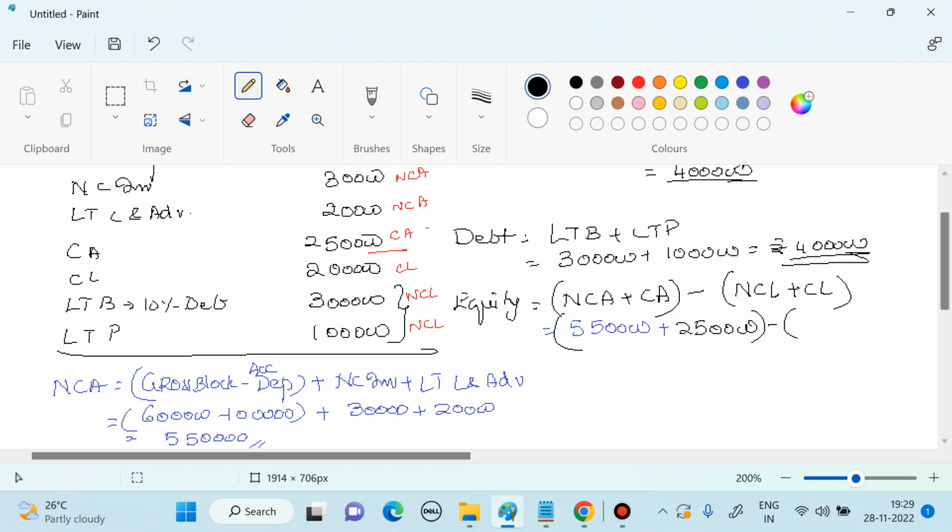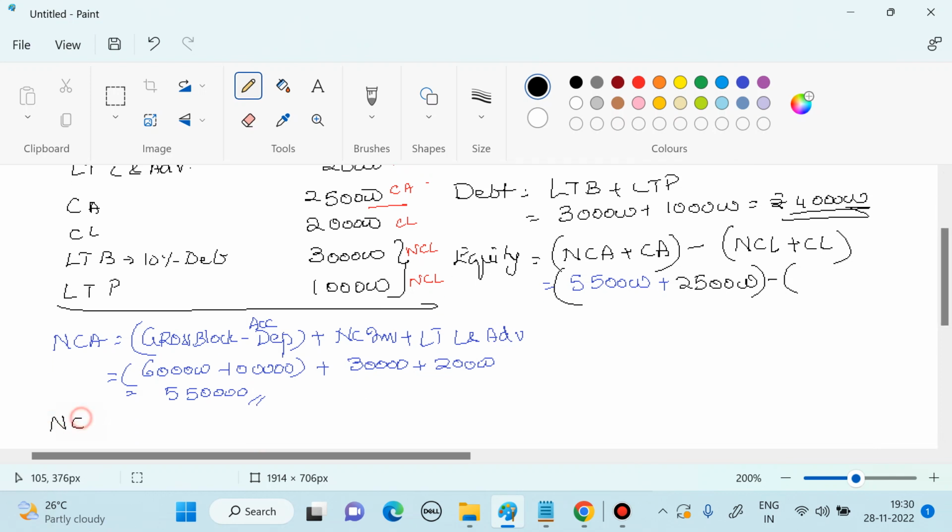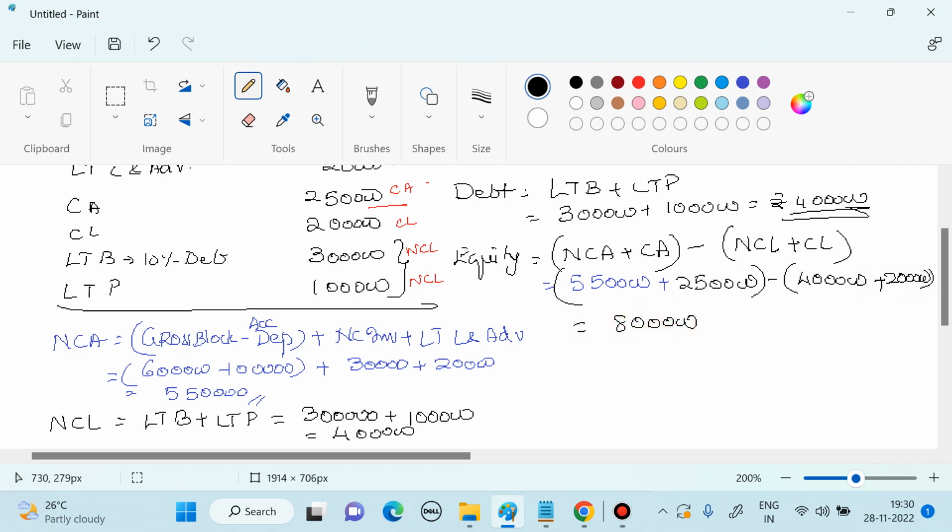So we'll calculate non-current liability. Non-current liability is equal to long-term borrowing plus long-term provision, which is 3 lakhs plus 1 lakh. That is 4 lakhs. So 4 lakh is a non-current liability. Current liability directly given, 2 lakhs. So this is 5,50,000 plus 2,50,000, is 8 lakhs. And this is 4 lakh plus 2 lakh is 6 lakh. So your equity is rupees 2 lakhs.